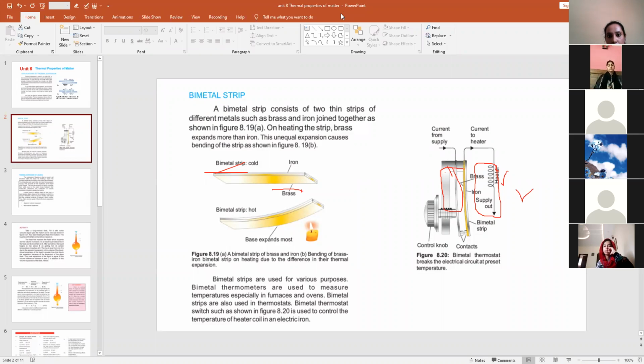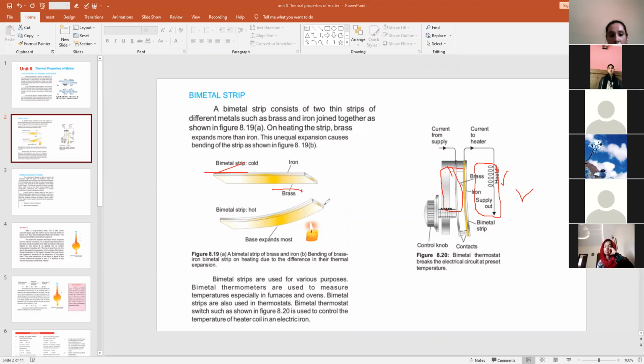In a bimetal strip, what we are doing is taking two thin strips that are made from different metals. In your books, the example given is brass and iron. We just take the brass strip and the iron strip and join them. And when we heat them, what happens? After heating this strip, the brass expands more than iron. Why? Because the thermal expansion of brass is more as compared to iron. So in this way, brass will be expanded more.